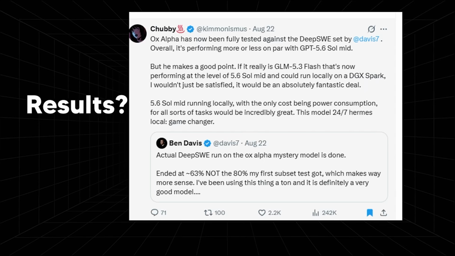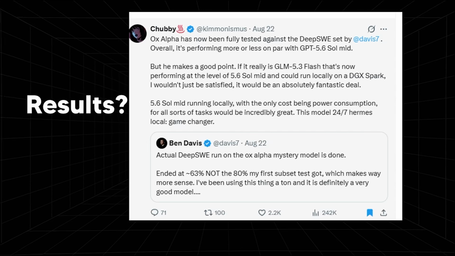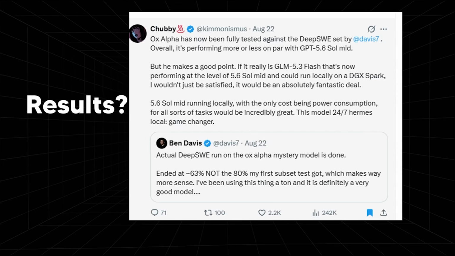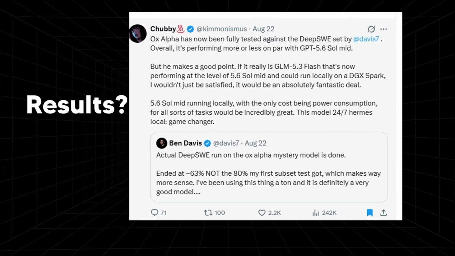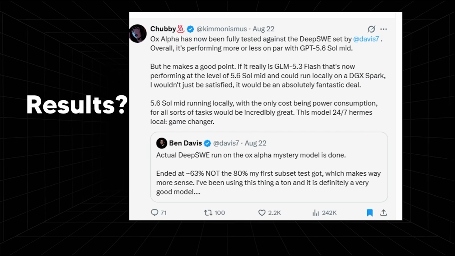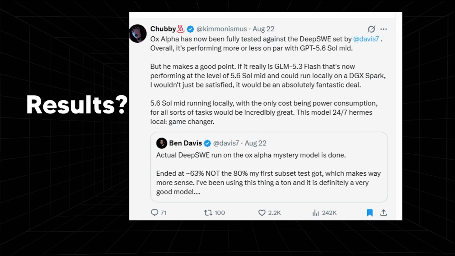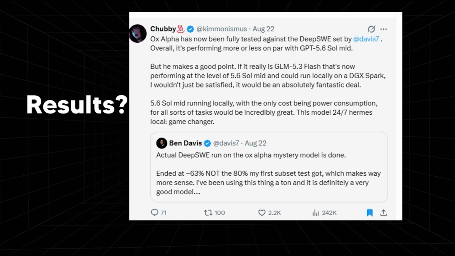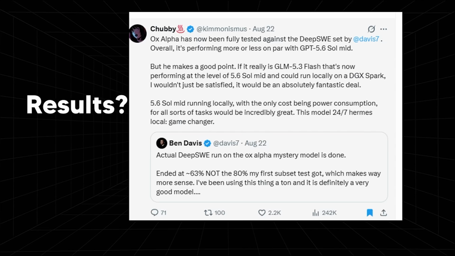If it really is GLM 3.5 Flash, that means that they're now performing at the level of 5.6 Sol Mid, and you could locally run that on a DGX Spark, which actually is a pretty good deal. So imagine 5.6 Sol Mid running locally, with the only cost being power consumption. I think that is, of course, very, very good. Now, I do have to say that one thing you'd have to understand is that whilst, yes, you can say that the models are the same on a few benchmarks, that isn't always the same when you're real world testing.